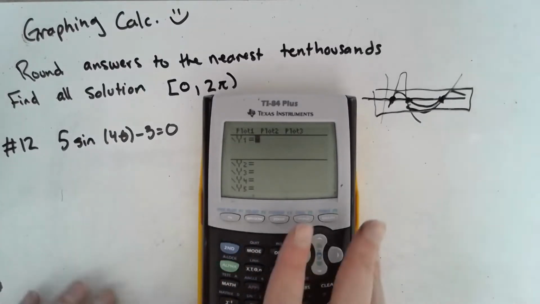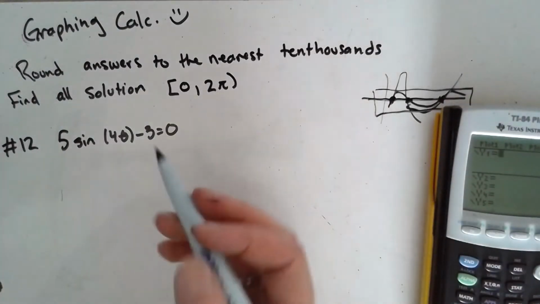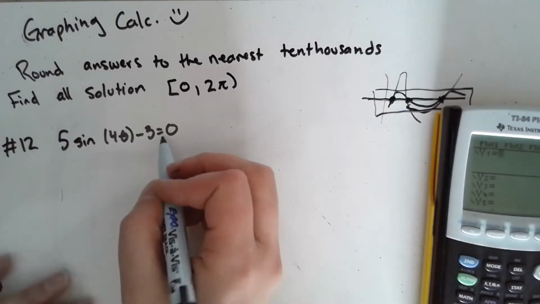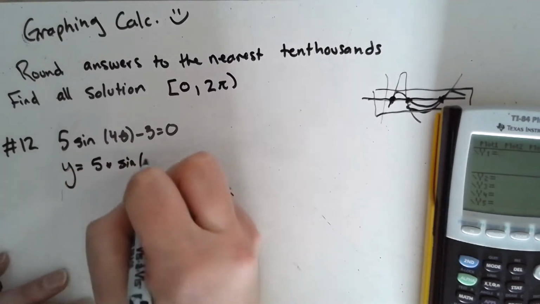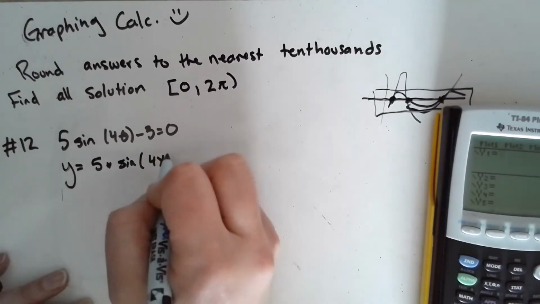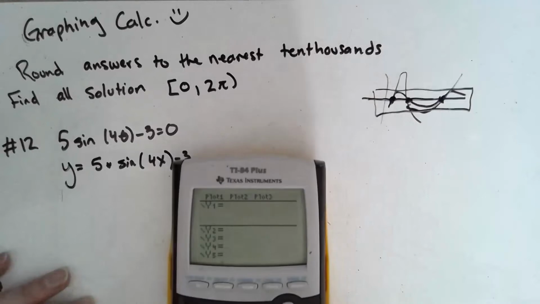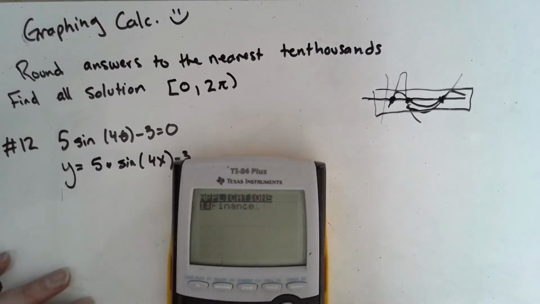So clear that out. First thing we want to do is I'm just going to show you how this would be written in your calculator. So this would be y equals 5 times sine 4x, instead of a theta, minus 3. So we're going to go 5 times sine of 4x, close that parenthesis, minus 3. Okay, go ahead and hit graph.